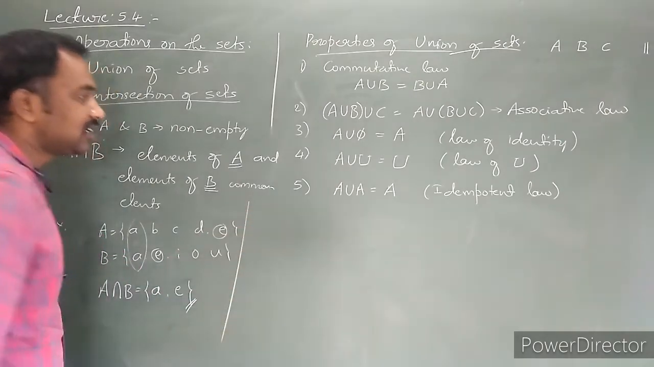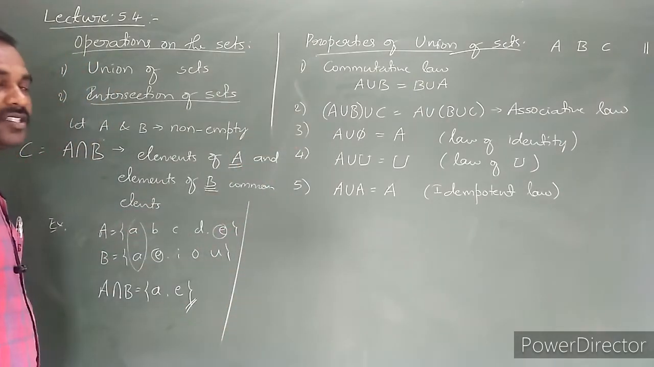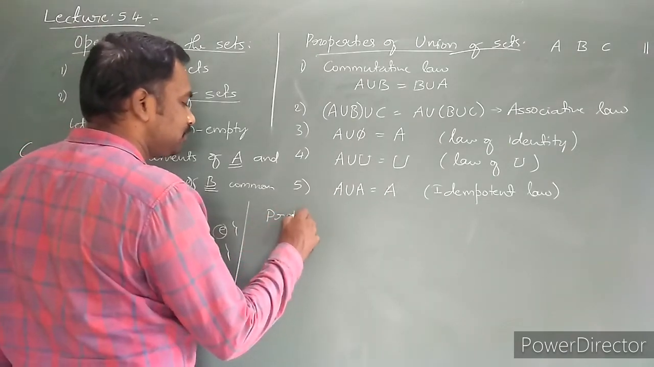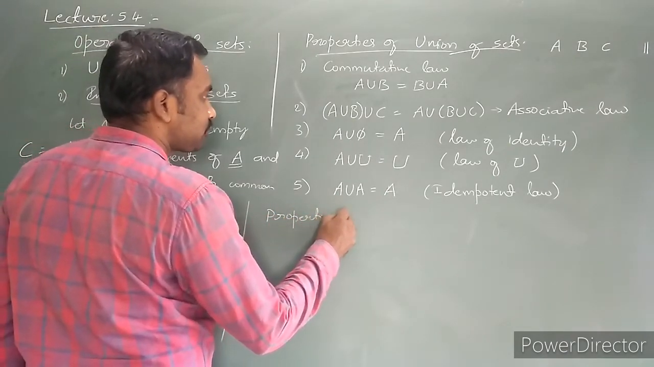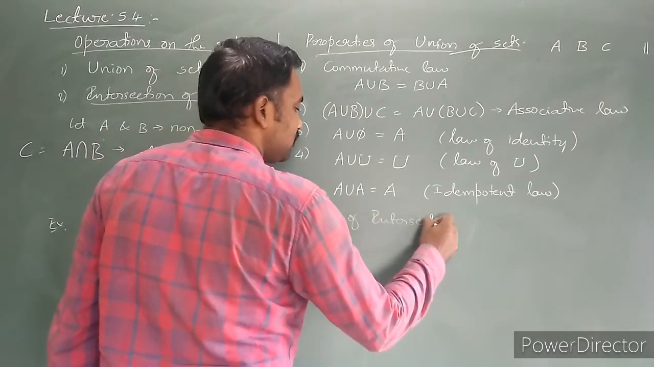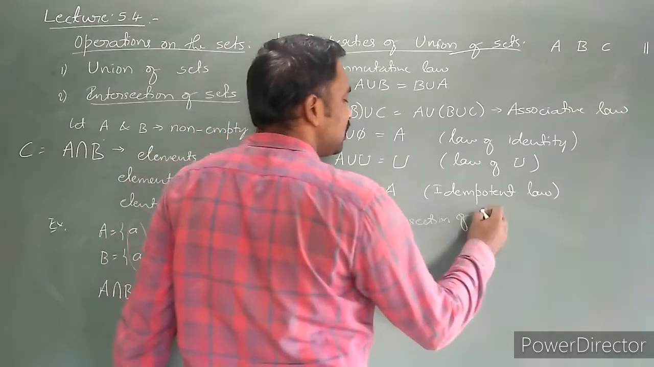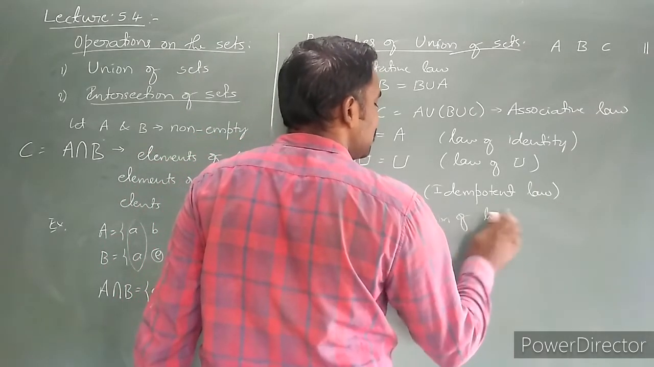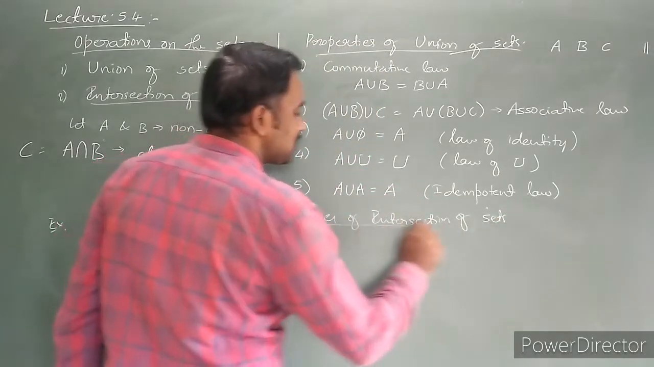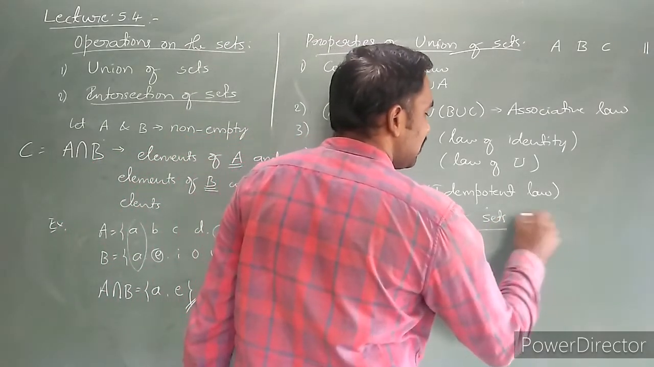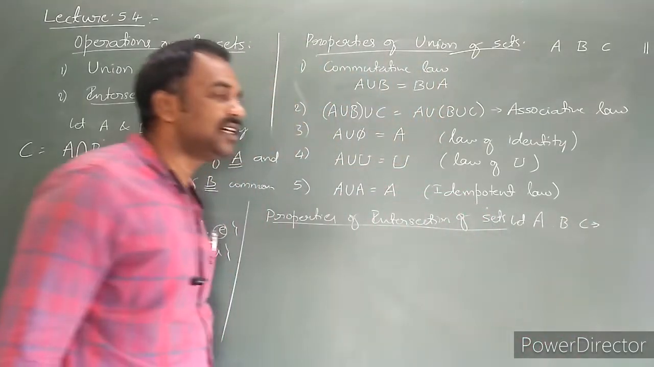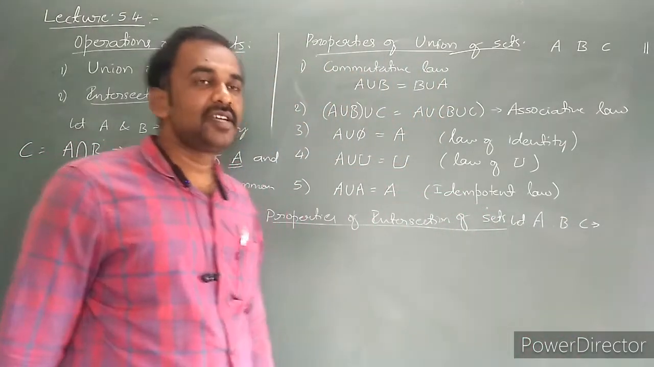In the same manner as we have taken the properties of the union of two sets, now the properties of intersection of two sets or three sets. Here also I just consider three non-empty sets. Let A, B, C be any three non-empty sets.